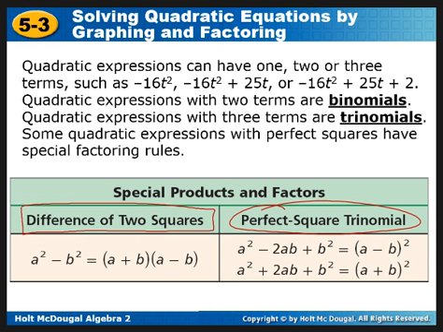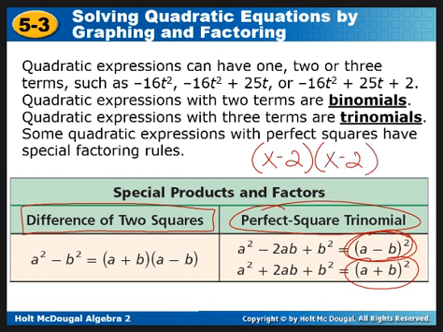The key with the perfect square trinomial is when you're done, you're going to have the same thing in each set of parentheses after you factor, so you can actually write them as a square of a binomial. So when you factor, if you get x minus 2 and x minus 2 as your answer, what you can do with those is just write the factored solution as x minus 2 squared.